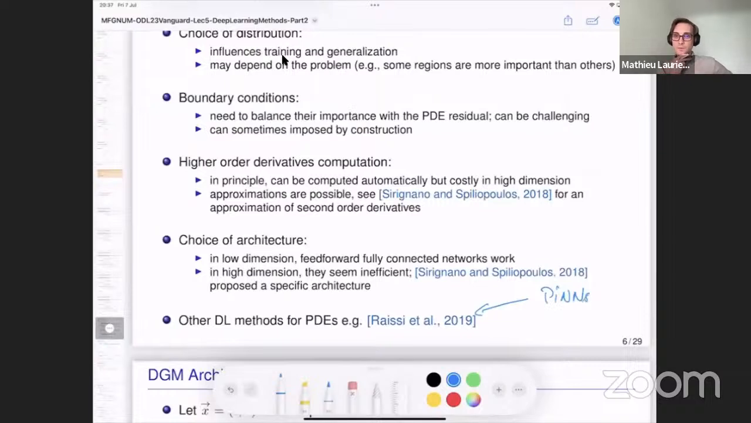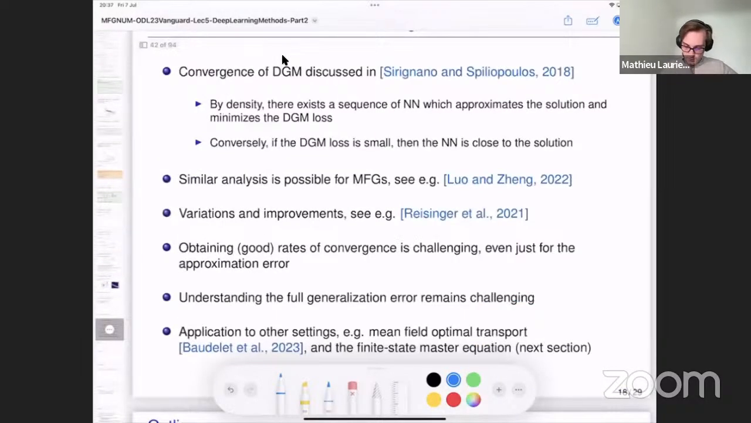Yesterday, I think Abdu mentioned this, and I didn't discuss PINNs here, but there is a broad literature now on this type of neural networks, which also solve PDEs. So there are other approaches to solve PDEs than the DGM method I described here. I also added a reference to a paper of Reisinger and co-authors, where they try to solve a PDE system for mean-field control, but with faster convergence than the DGM method I have presented here.